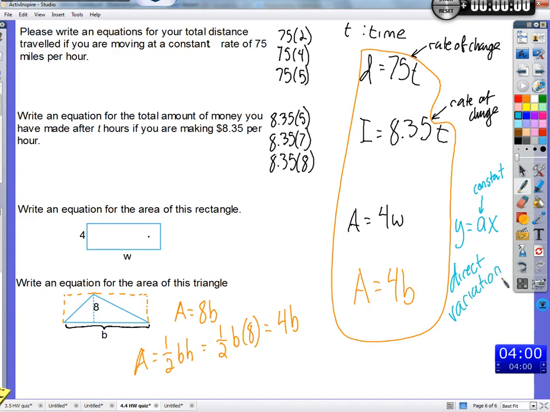The thing about direct variation, let's think about it as time, if zero time goes by, then we have zero. We're at zero distance. We have $0. If the width of this rectangle was zero, we have zero area. If the base of this triangle was zero, we'd have zero area, right? So that's one thing about direct variation. If we're at zero, we have zero output. As we move forward, we get output. All right.